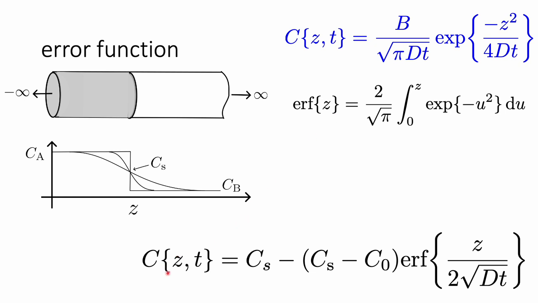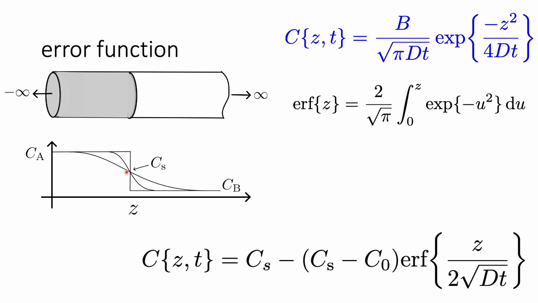And this is the representation of any one of these diffusion profiles. So CS is simply the average composition between CA and CB. And C naught is either CB or CA, depending on which side of the diffusion couple we are treating. And the error function, as I indicated, is the sum of all the exponential functions. So you can find tabulations of the error function in many locations.